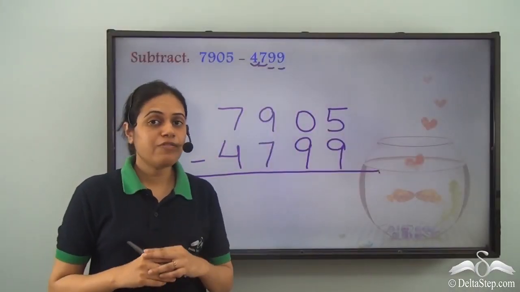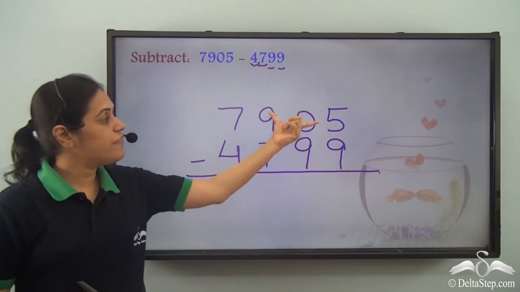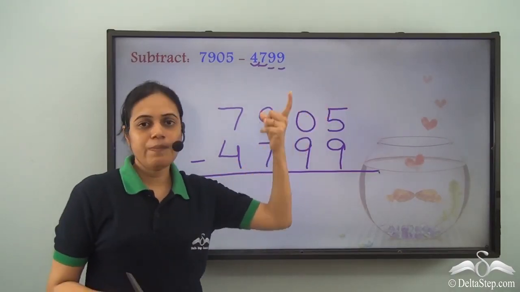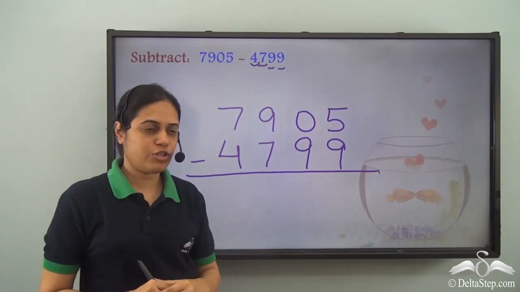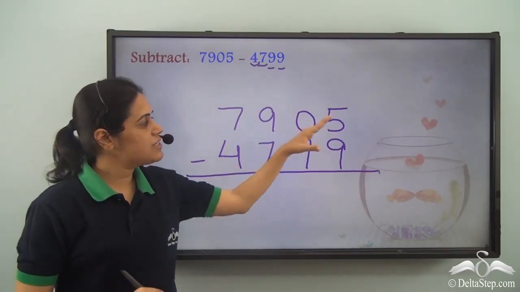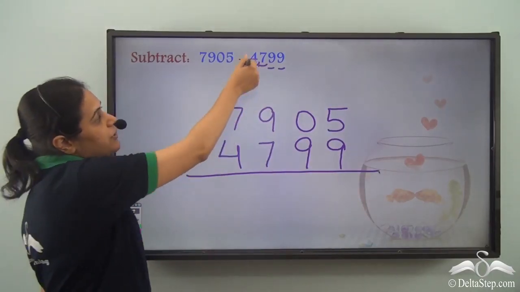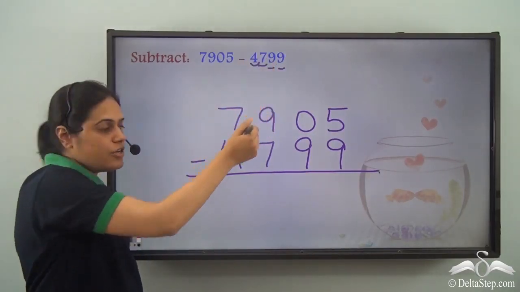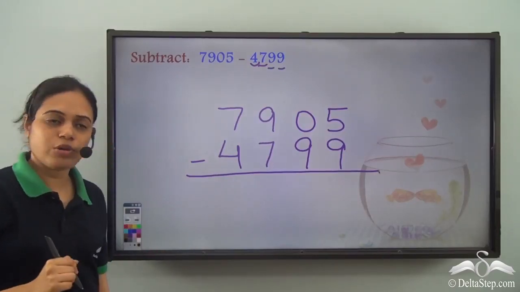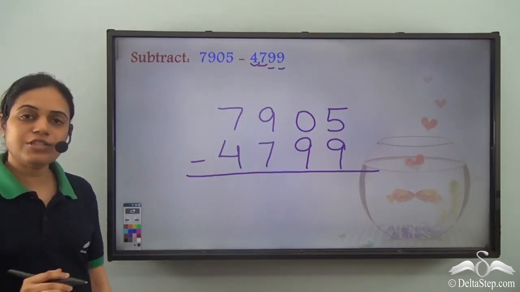Now remember, for subtraction we always write the bigger number on top and the smaller number at the bottom. So 7905 is bigger than 4799 because I am subtracting 4799. So it has to be written at the bottom. Now let us subtract these two.